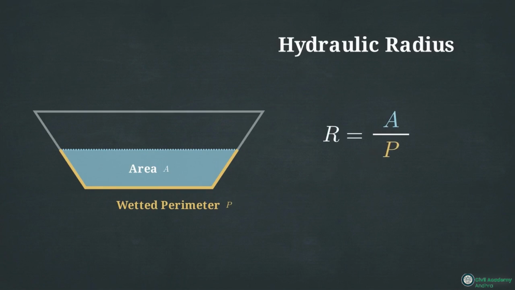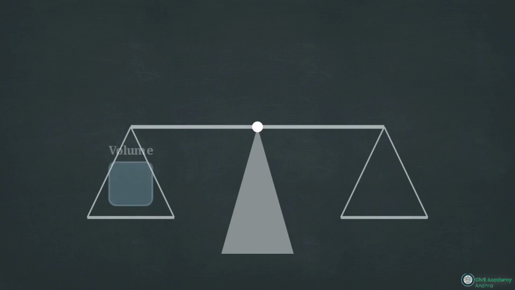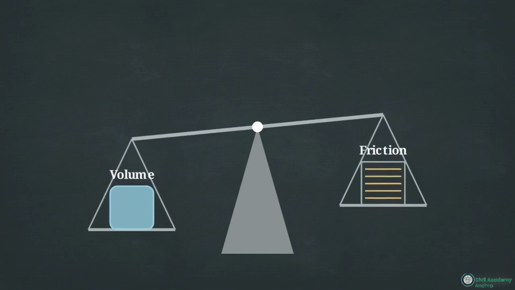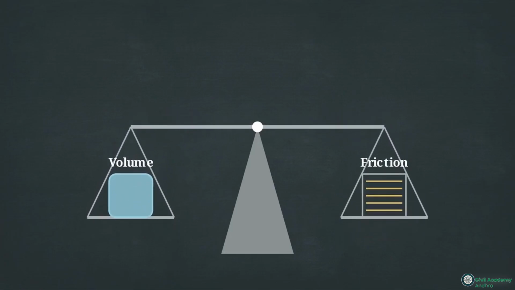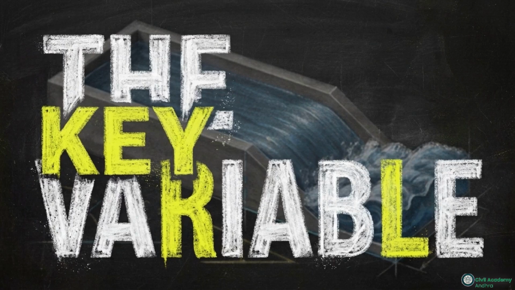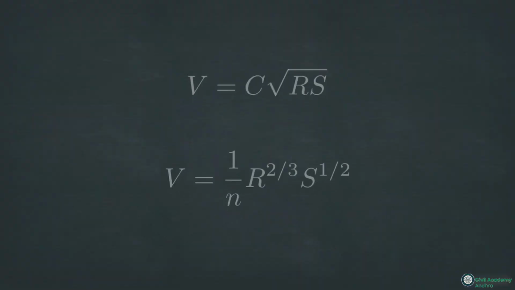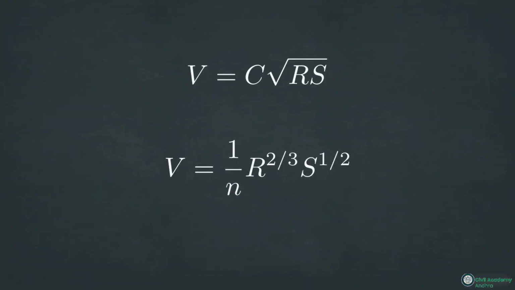This ratio represents the exact balance between the volume of water you are trying to move and the surface area of the walls causing friction against it. Because it defines that physical relationship, it is the ultimate metric for measuring channel efficiency. To calculate velocity in uniform flow, we rely on Chezy's equation and Manning's equation.